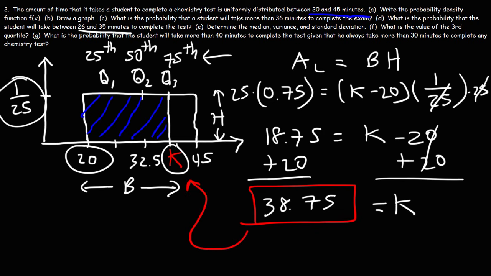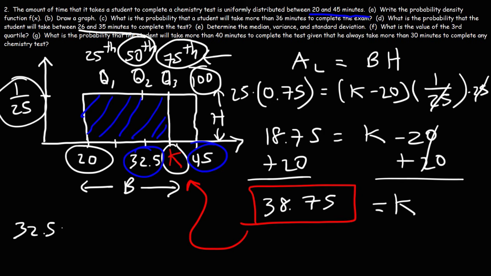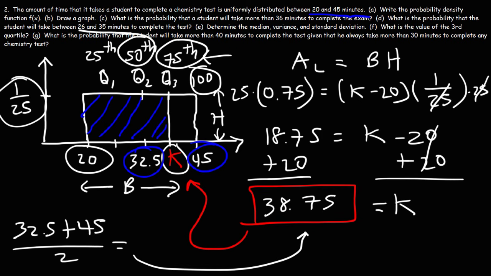And as we can see, the answer makes sense because it's in between 32.5 and 45. Just as 75 is between 50 and 100, if we were to average these two numbers, it would give us the answer. 32.5 plus 45 is 77.5. If you divide that by 2, it will give you 38.75.